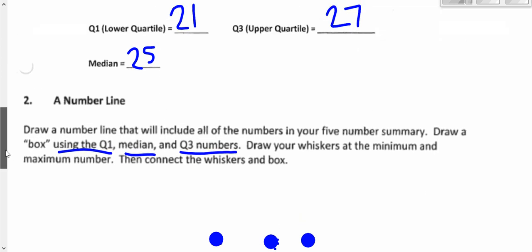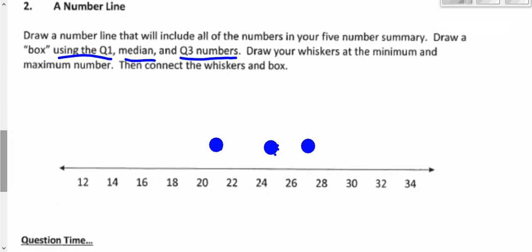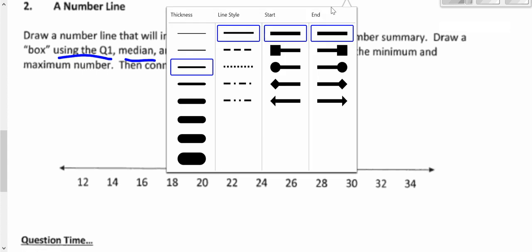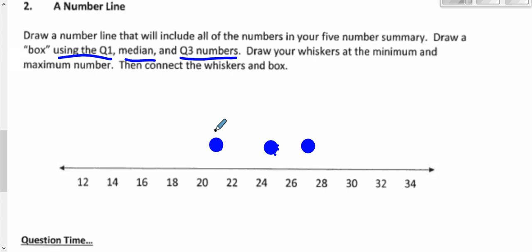Now, when I'm looking, it says draw a box. So what that means is that I'm really going to take my data and I'm going to draw a box around it. So it looks like this. The edges of my box go through my point, and then I can just draw a line through this middle point, the median. So there I've got my box, okay?